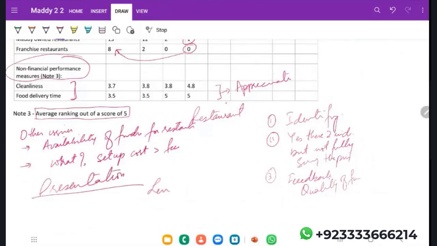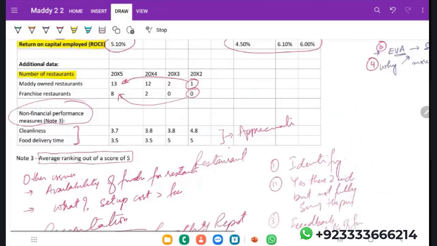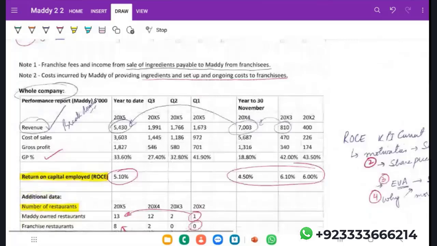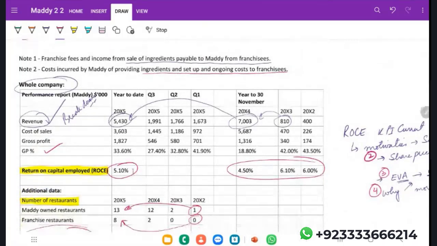Lengthy report. What else is here? What else is the problem? See, return on capital employed is given here, right? But do we know if this is fine? Is this return on capital employed fine? Or is this less than what the company should be earning?